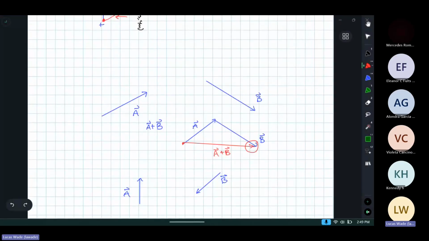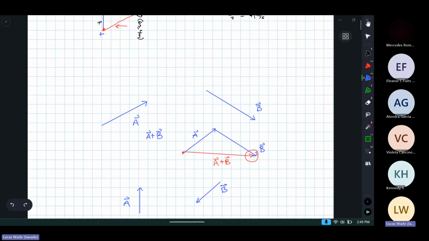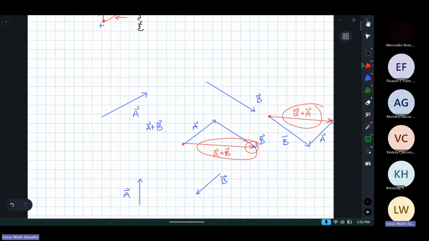If I'm doing B plus A, I would walk along B. Picture myself doing that. Then picture myself walking along A. B plus A is the shortcut I could have taken from my starting point to the ending point. Now, for vector addition, I get the same thing whether I do A plus B or B plus A. Those are the same vector.